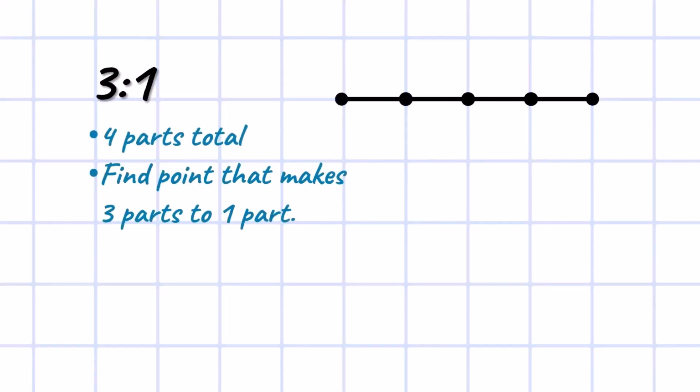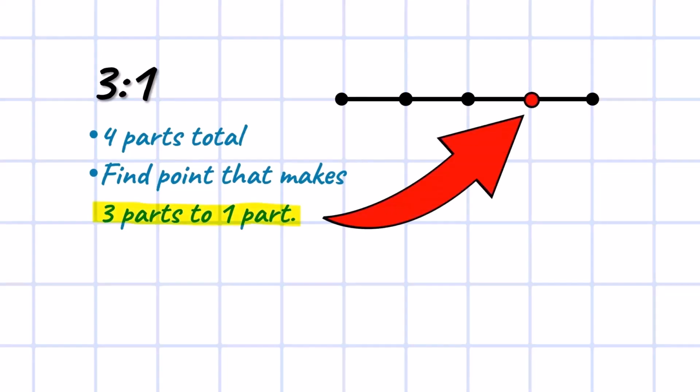Same numbers, but the ratio is different. Now it's 3 to 1. We still have 4 parts total, and we're going to find the point. So it's 3 parts first and then 1 part. So that would be this point right here. 3 parts compared to 1 part.